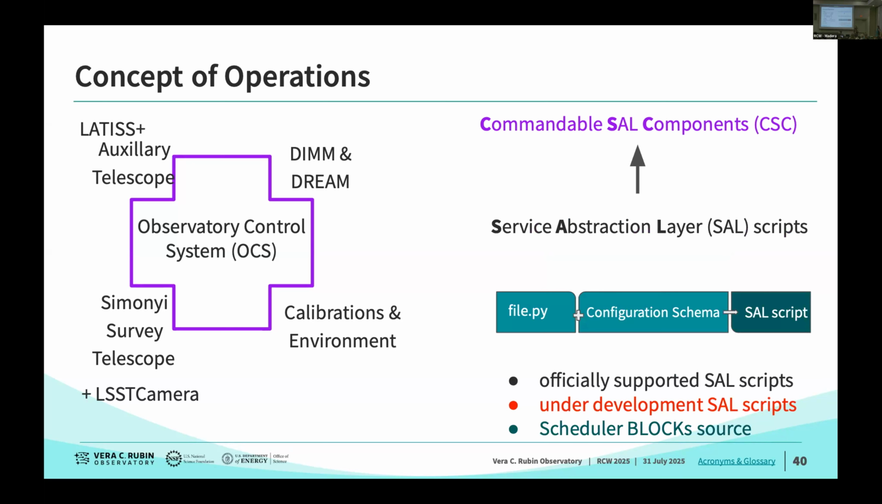But how we actually command each and every component of the telescope, we do it through the Service Abstraction Layer scripts, or the SAL scripts. So these are basically a compilation of a Python script which has the commands that we will be sending to the hardware component, like the mount or hexapod, etc.